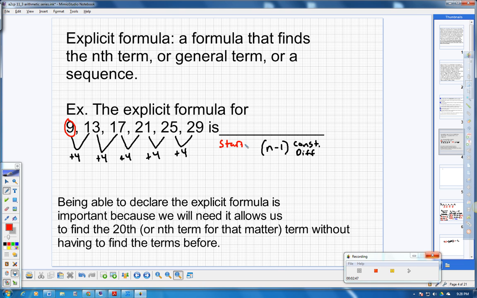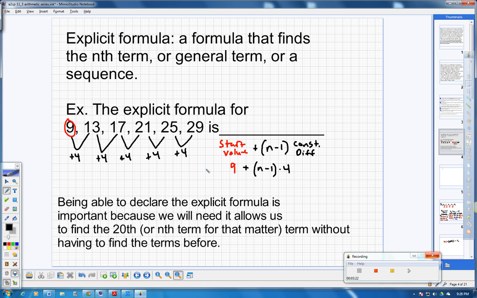Now, I like to simplify it down even a little more than that, but for the most part, if you know this formula, you can write a general or an explicit formula. In this case, all you have to do is follow directions. You take the 9, and then we're going to keep that n minus 1. That n minus 1 just means the term before. So n minus 1, and we know our common difference is 4, times 4.